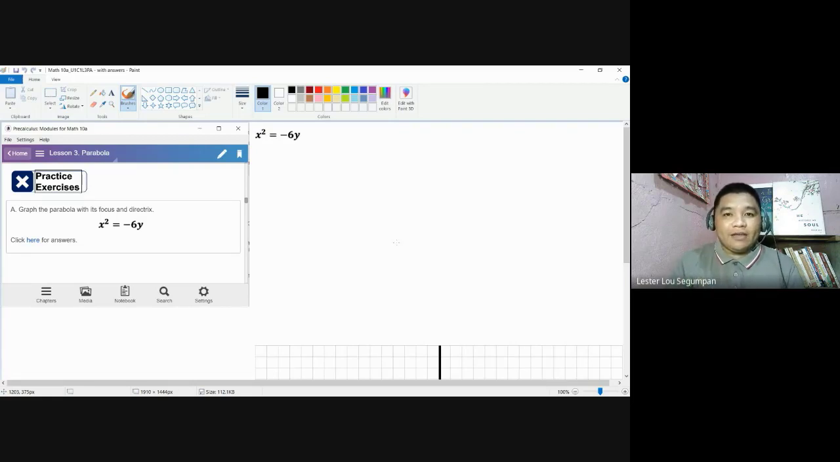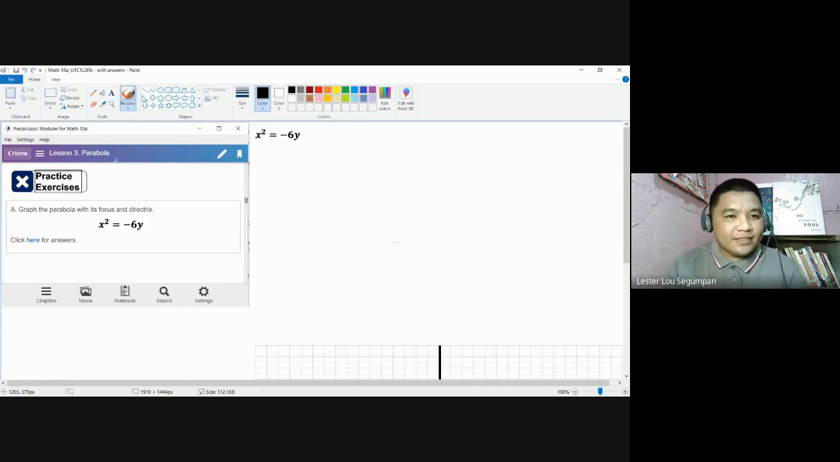But for this grade level, we can also graph a parabola even without those points, just simply by identifying the focus and the directrix. Please do not forget that the focus and the directrix have the same distance to any point on the parabola, and that they are just on opposite areas of the graph. The focus is on the interior of the parabola, while the directrix is found on the exterior.